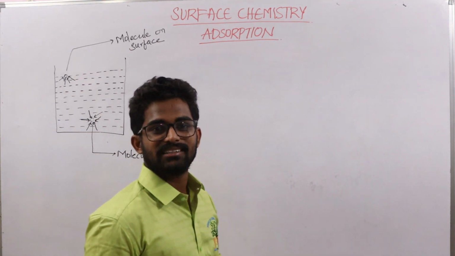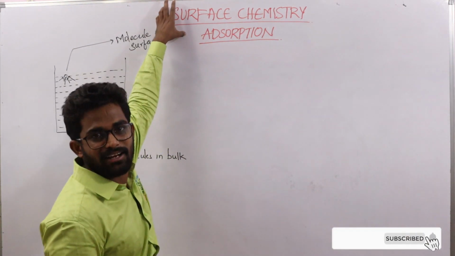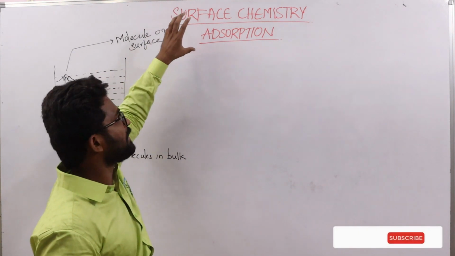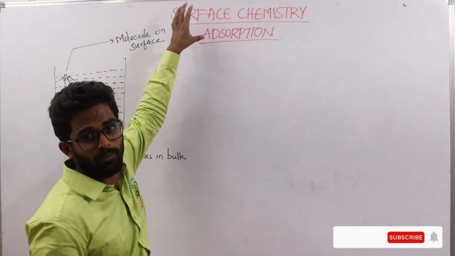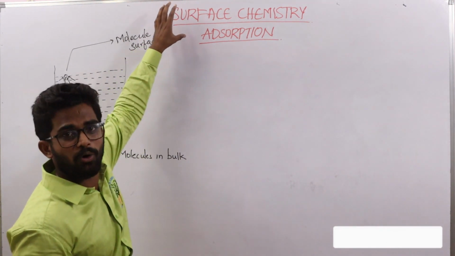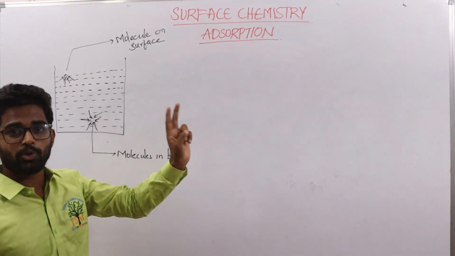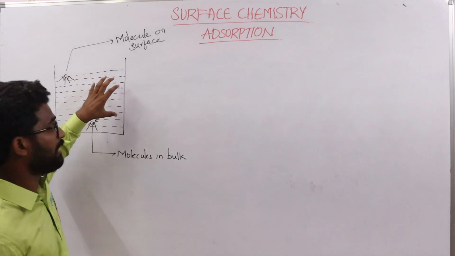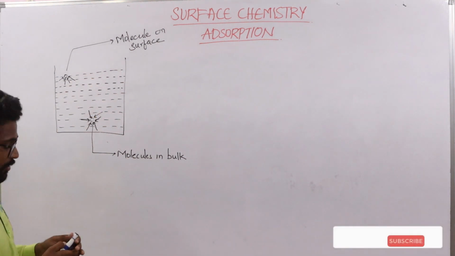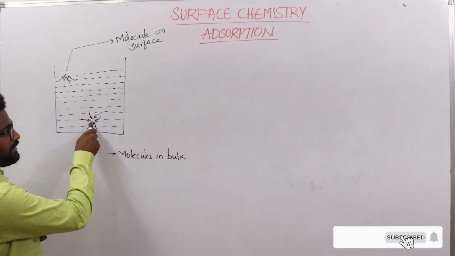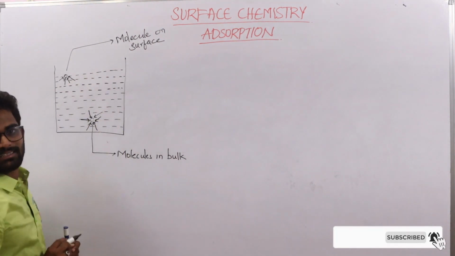Today we are going to discuss a topic called adsorption, from the unit surface chemistry. Firstly, for a better understanding of adsorption, let us know what surface chemistry deals with. To know about surface chemistry, we are going to classify the molecules into two types in any medium: the molecule which is present in the bulk and the molecule which is present on the surface.